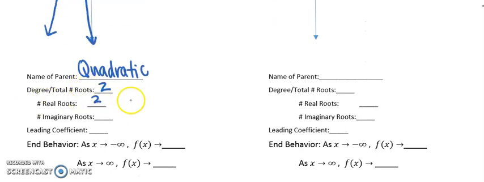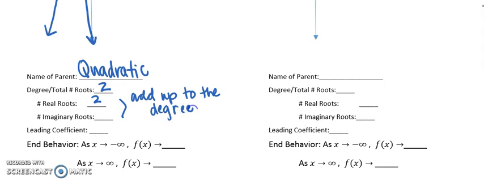Remember, this has to add up to the degree. This is important. Okay, so if a quadratic has a degree of 2, then this must add up to this 2. This is why we have it indented here for you. So if there's 2 reals, there must be no imaginaries.